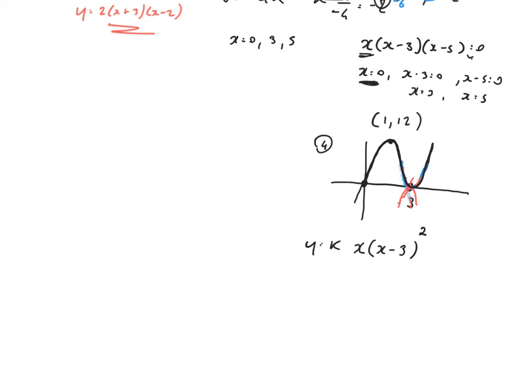We've got our proviso k. When x equals 1, y equals 12. So I've got 1 minus 3 is minus 2. Minus 2 squared is 4. 4 times 1 is 4. So that's 12 equals 4k. k equals 12 over 4, and k is equal to 3. Final answer then, y equals 3x bracket x minus 3 squared.